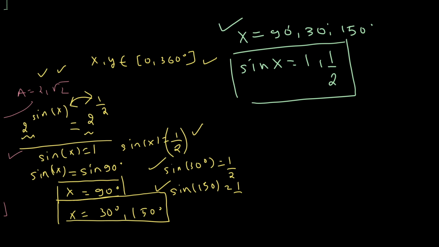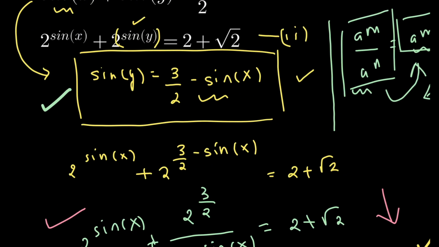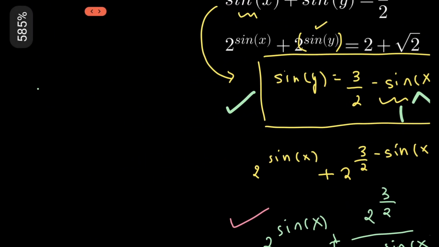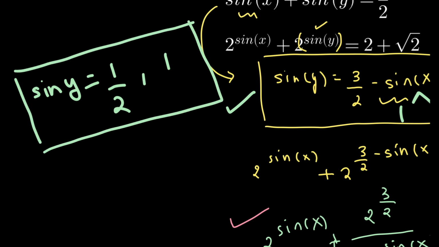Now let us try to get the value of y. So recall this equation, sine of y equals to 3 upon 2 minus sine of x. So we have two values of sine of x, that is 1 and 1 upon 2. So when we put those values, the value of sine of y turns out to be 3 upon 2 minus 1, that is 1 upon 2. 3 upon 2 minus 1 upon 2, that is 1. So these are the values for sine of y, that is 1 upon 2 and 1. Therefore the value of y will turn out to be again the same thing, that is 30 degree, 150 degree and 90 degree.